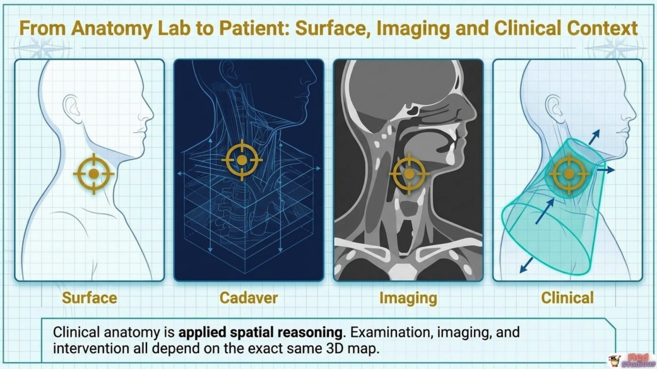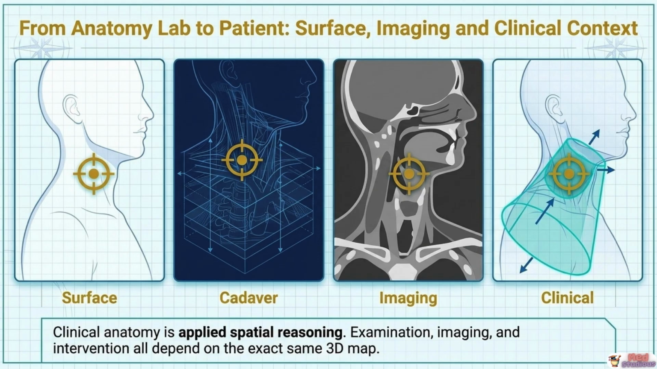Why invest so much effort in spatial anatomy? Because the same internal map appears in different clinical forms. Surface anatomy helps us relate what we can see or palpate to structures underneath. A cadaver reveals real depth, texture, and variation. Imaging shows internal anatomy in living patients, often as sections.